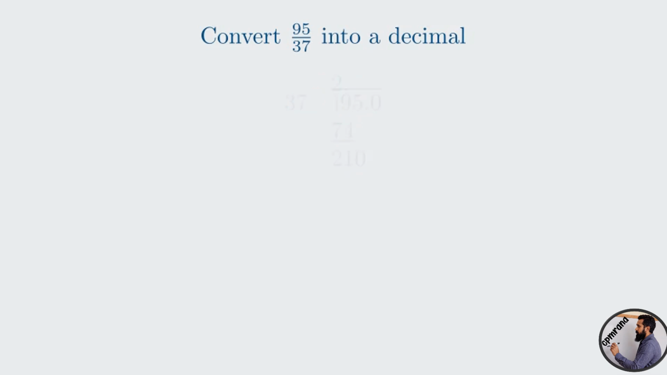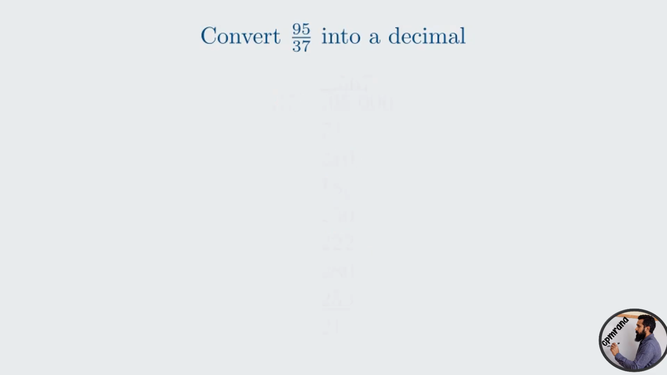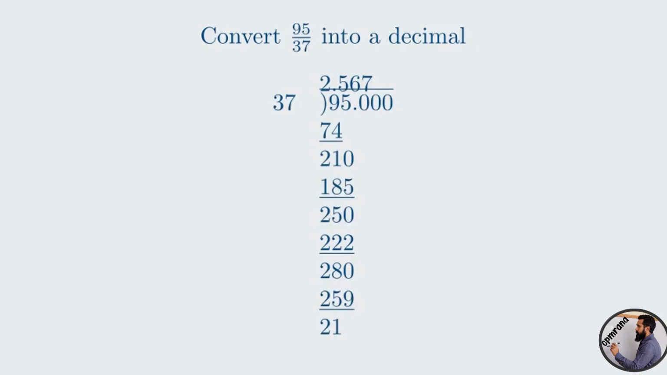Since 37 doesn't go into 21, we place a decimal point in the quotient and add a 0 to our remainder, making it 210. Now, 37 goes into 210 5 times. 37 times 5 is 185. Subtracting 185 from 210 leaves us with 25. We add another 0 to get 250. 37 goes into 250 6 times, as 37 times 6 is 222. Subtracting 222 from 250 gives us 28.